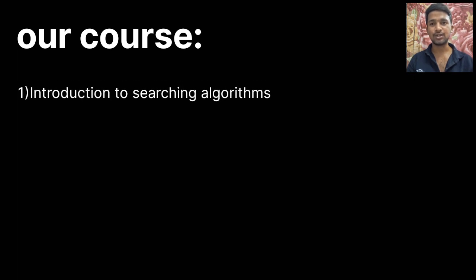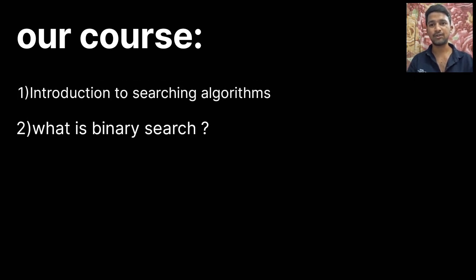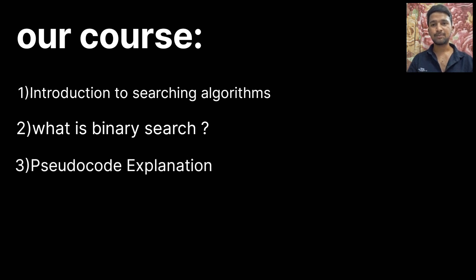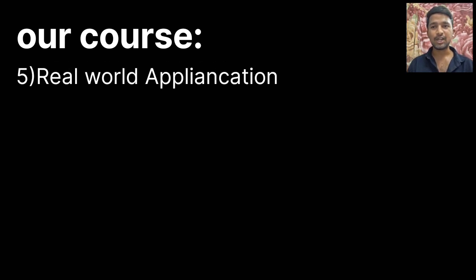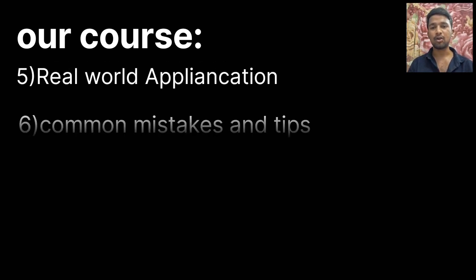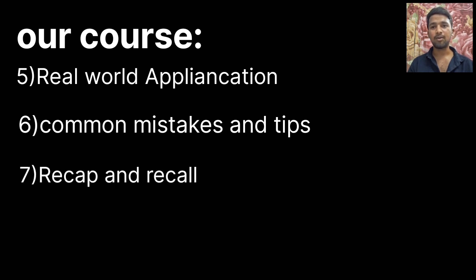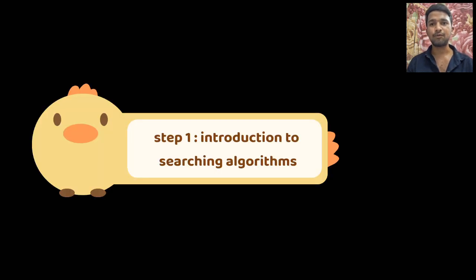So our course is divided into 8 easy steps. Those are 1. Introduction to searching algorithms. 2. What is binary search? 3. Pseudocode explanation. 4. Big O notation. 5. Real world application. 6. Common mistakes and tips. 7. Recap and recall. And 8. Conclusion. So let's learn about the first step, which is introduction to searching algorithms.